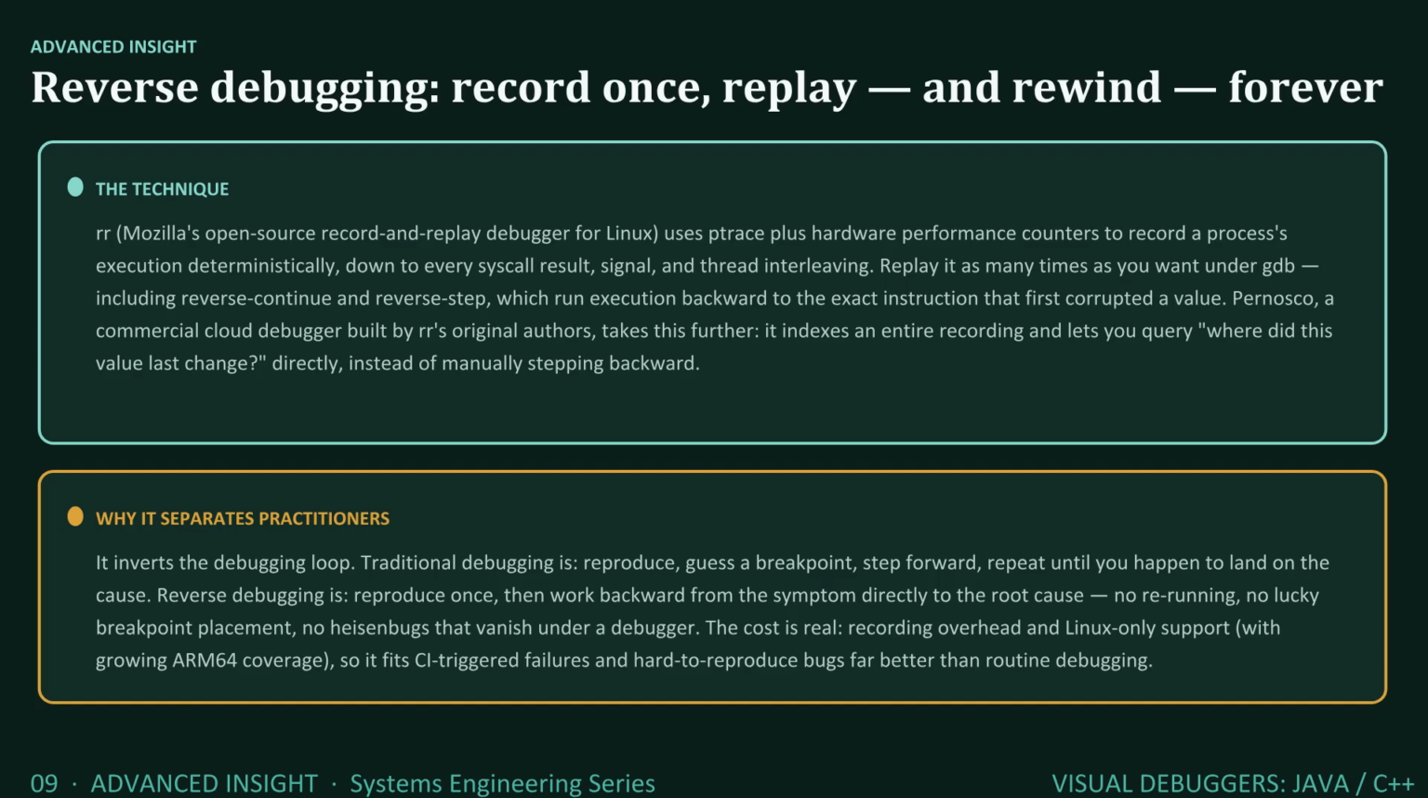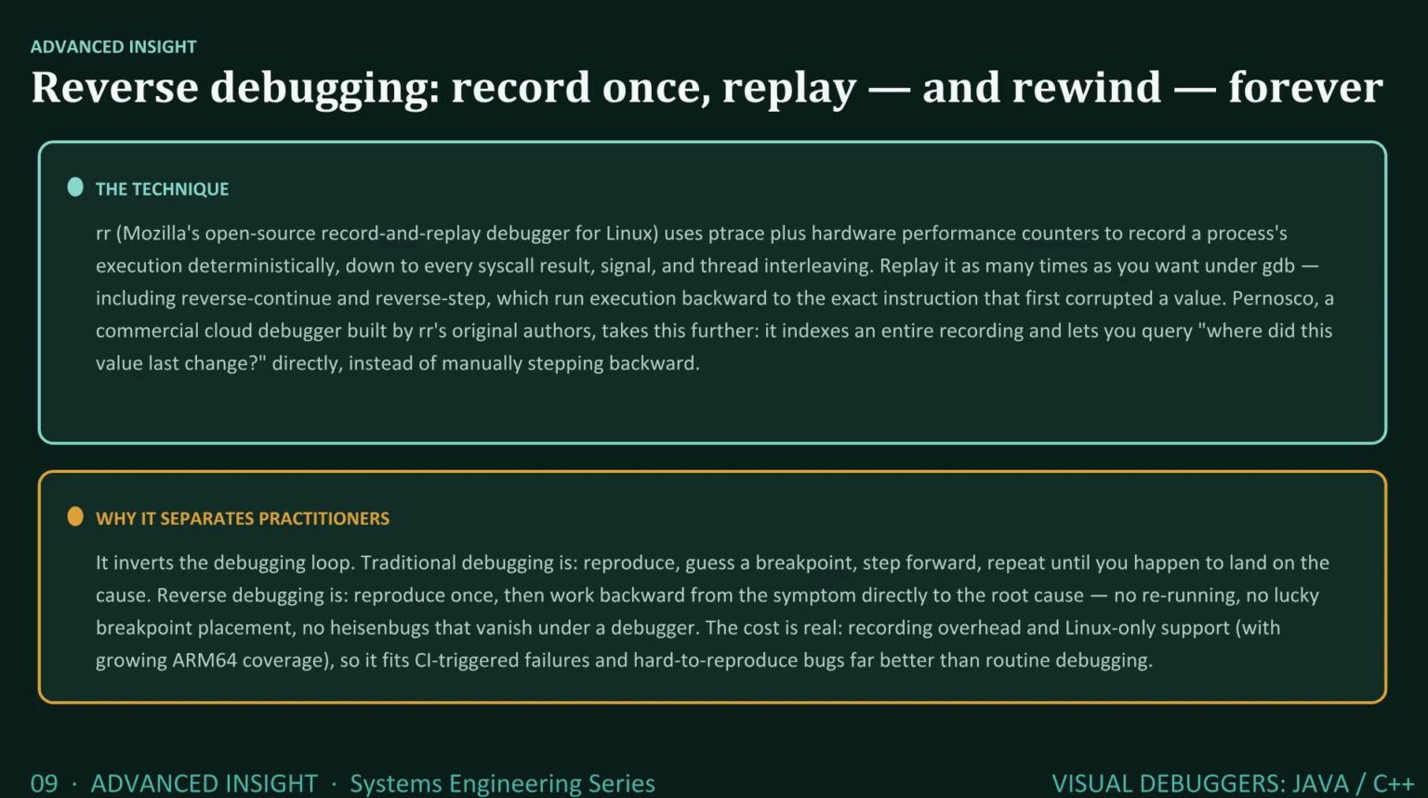Once you have that recording, you can replay it as many times as you want under GDB, including reverse continue and reverse step, which actually run the real recorded execution backward to the exact instruction that first corrupted a value. Pernosco, a commercial cloud debugger built by RR's original authors, takes this even further. It indexes the entire recording and lets you just query, where did this value last change, instead of manually stepping backward yourself.